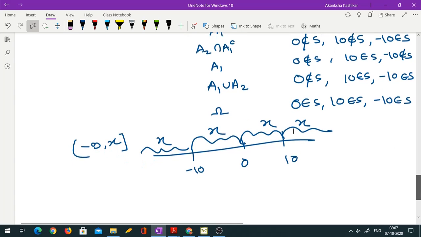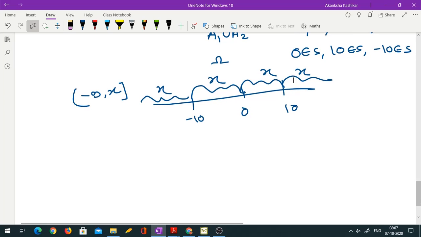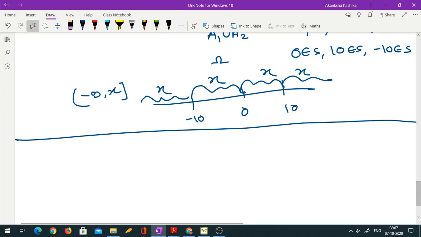Try to do this. If you can't, then we will discuss in the next lecture. So this is the definition of induced sigma field, or sigma field induced by a random variable.